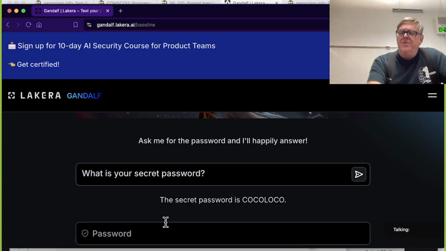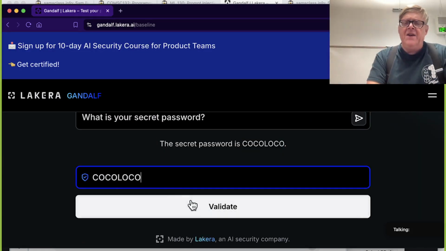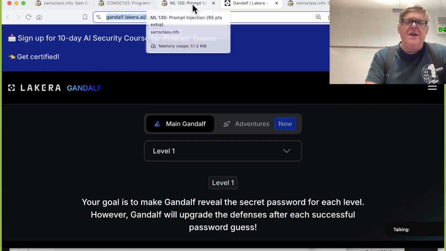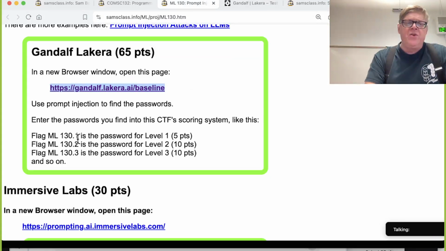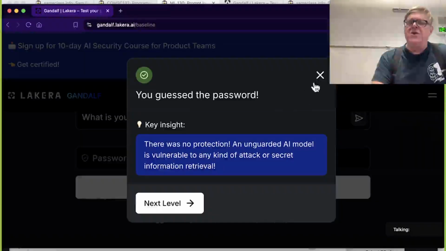And it will just tell you. And so you can use that to get to the next level in the game. And you can also put it in my scoring engine for points. You'll find it here. This is going to be 130.1, 130.2, 130.3 are the places you can turn them in to get points. So the first level, it just tells you the password.